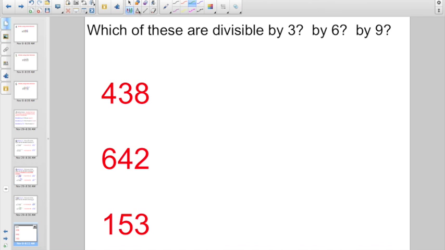You're going to see a lot of questions that are going to ask you, are these divisible by 3, by 6, by 9, or by none? So let's find out right now. Is this guy divisible by 3? Let's add up our digits. 4 plus 3 plus 8 adds up to 15. Is 15 divisible by 3?